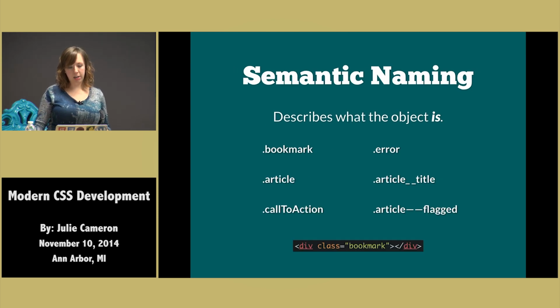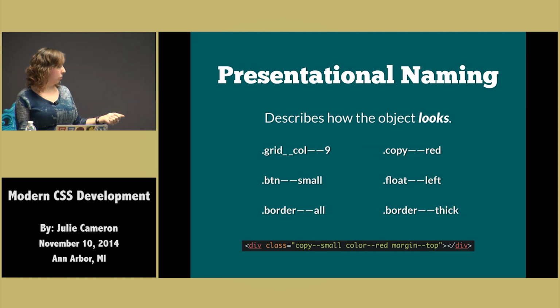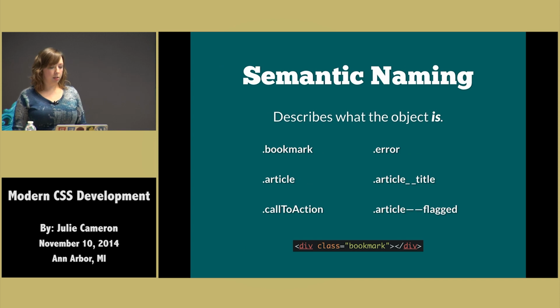Now the next type, semantic naming, describes what the object is and almost literally what the content of the object is. So things like bookmark, article, call to action. Now you might start to guess, and if you look at this example down here, you'll see there's only one class there, where with our presentational naming, we've got 3 classes that do the same thing. So with semantic naming, you're going to use far fewer classes than you would with presentational and reduce what we front-enders like to call classitis. But that might not be the way you want to go. And we'll talk a little bit more about classitis later on.